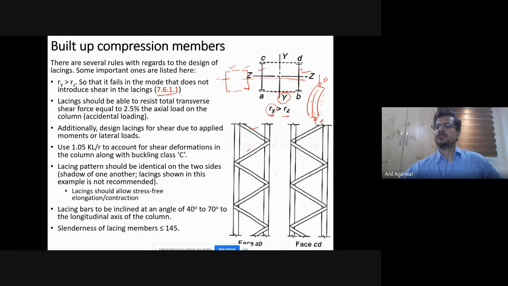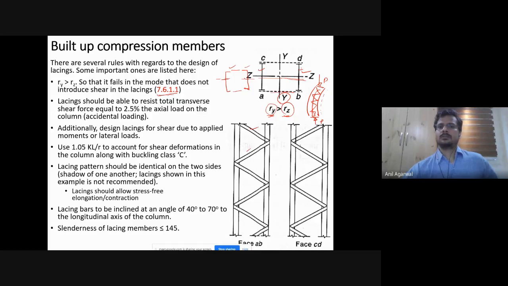And that shear force has to be resisted by these lacings, and these lacings have to be designed for that shear force. So if we don't want to deal with that situation for pure compression, we don't want any deformations in this axis. So what do they do? They say that you make the configuration in such a way that your Rz is smaller than Ry. Then when the column starts to buckle, the deformed shape will be not in this axis, but in the perpendicular axis.